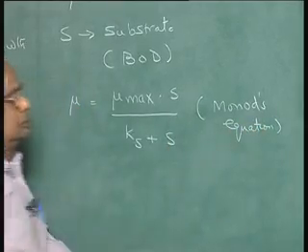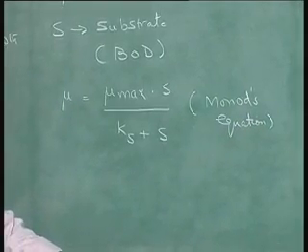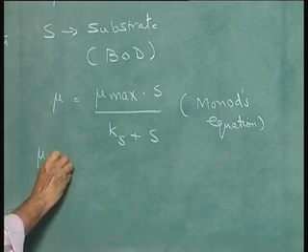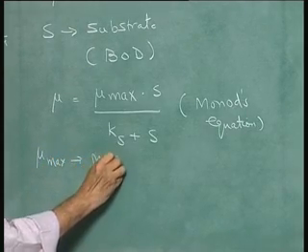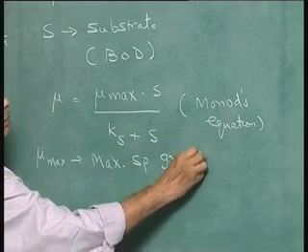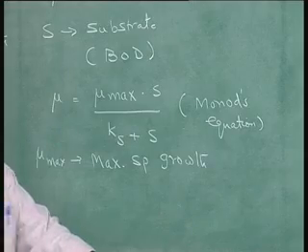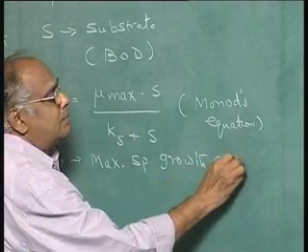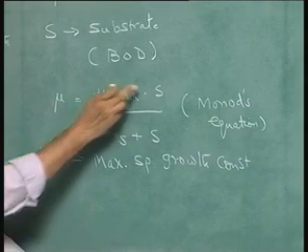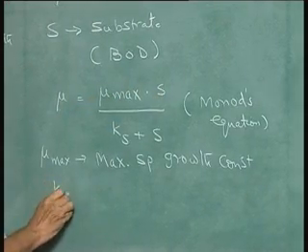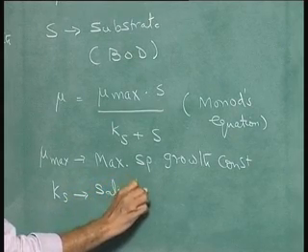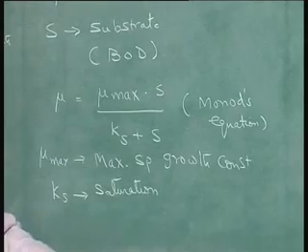developed from Michaelis-Menten's equation. In this, mu max is the maximum specific growth rate constant. This is a constant, the maximum growth rate constant, and S is the substrate concentration, and Ks is the saturation substrate concentration.